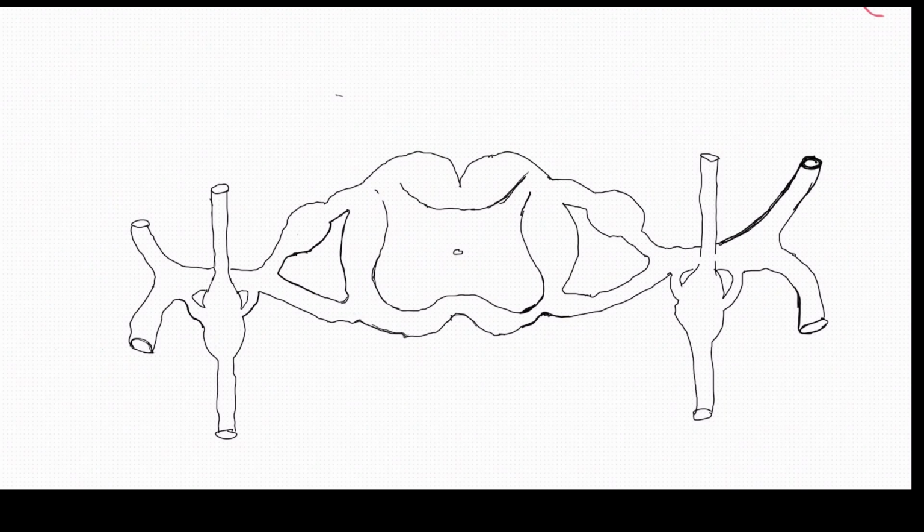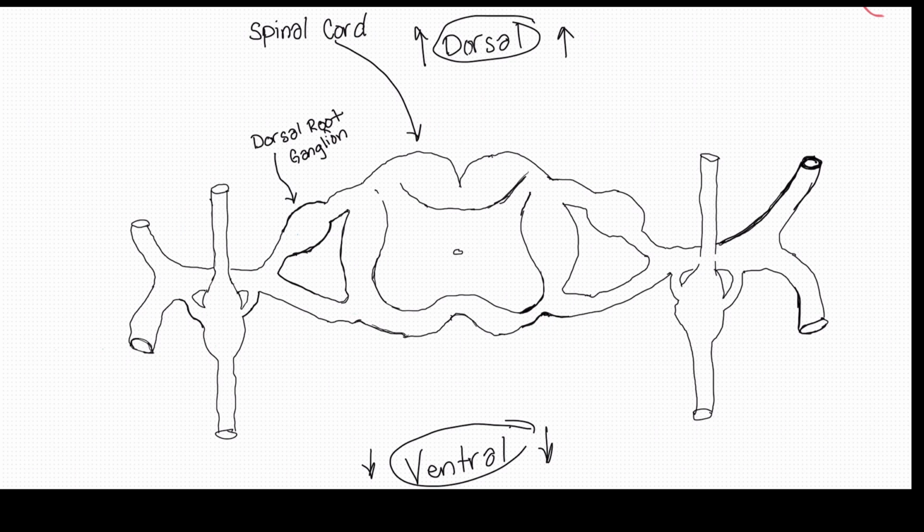So here we go. Dorsal root ganglion. So spinal cord, dorsal root ganglion. Here's our dorsal root. I'm gonna label it on the dorsal root.